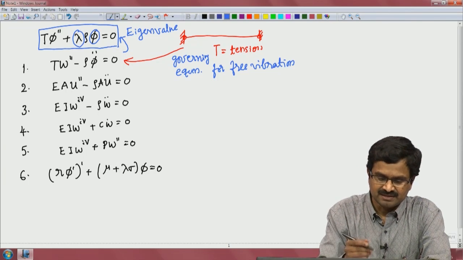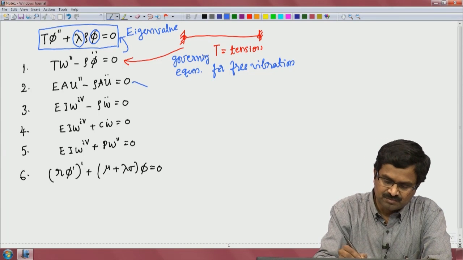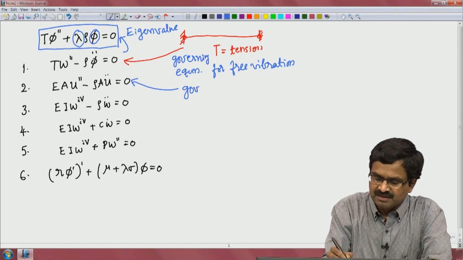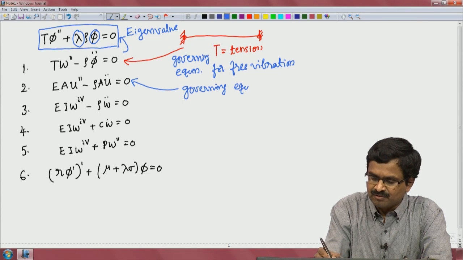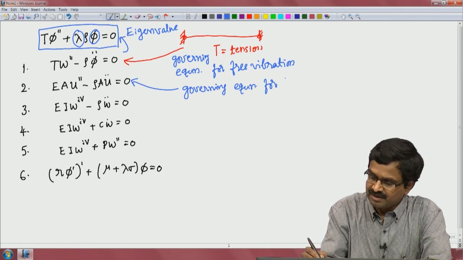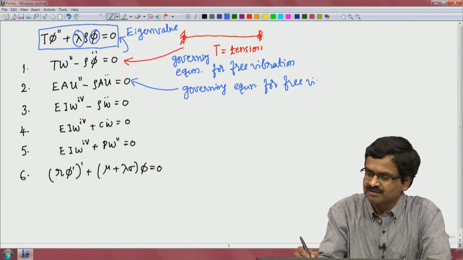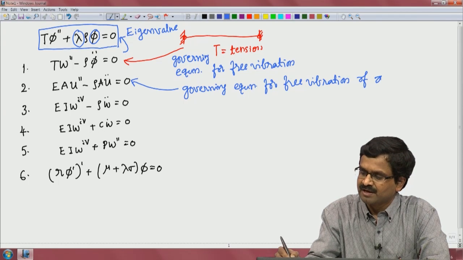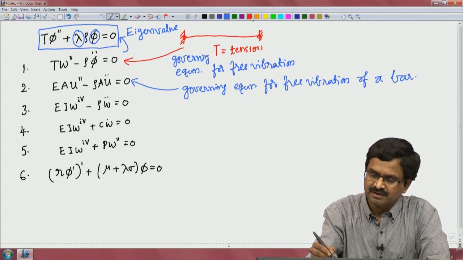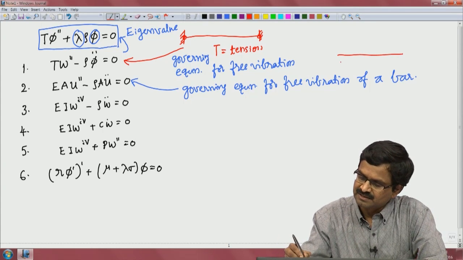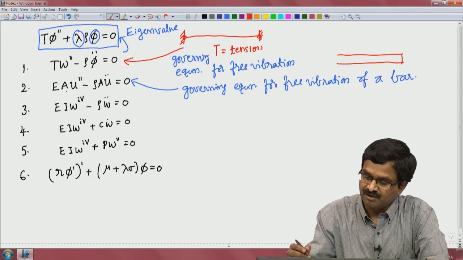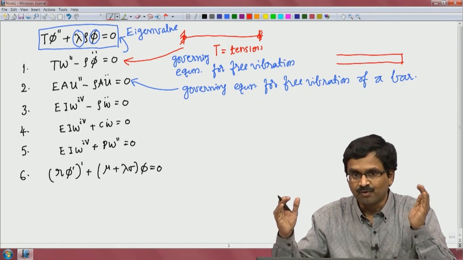Similar thing can be done as we have written the equations here. This one is a governing equation for an axially deforming bar, governing equation again for free vibration of a bar. So, a bar looks like this. Basically, we have written it for uniform cross section, that is why EA are outside, otherwise we would have written EAU prime and whole prime.